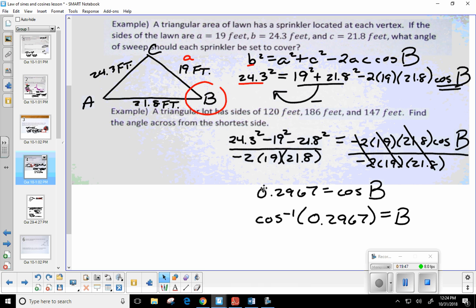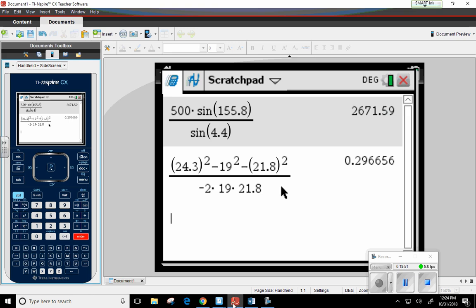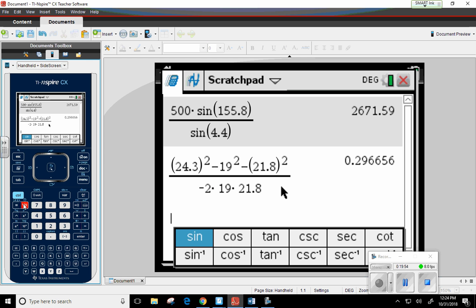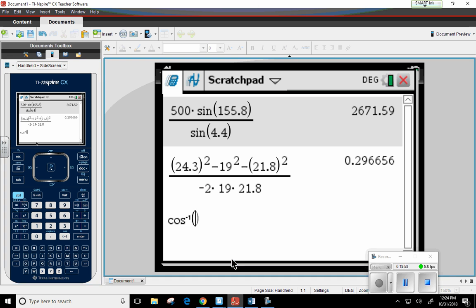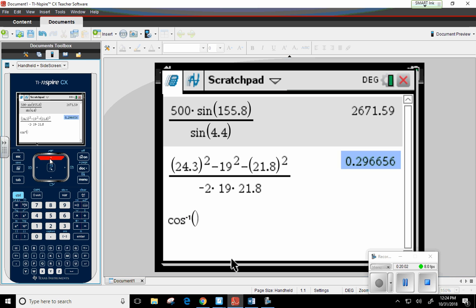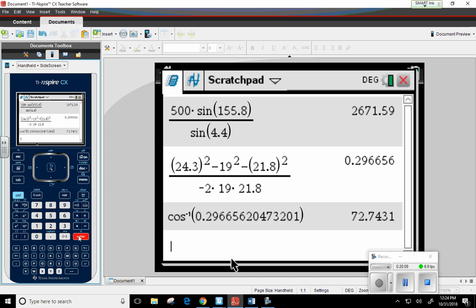Now, you'll notice I went ahead and rounded it so I could write that number on my paper, but when I go back over here to the calculator, if you hit your trig button, the second row, all of those are your inverses. So I'm going to hit cosine inverse and use the exact value. Okay. And now I'm going to go ahead and push enter. So let's say it's about 72.7 degrees. Okay. About 72.7.